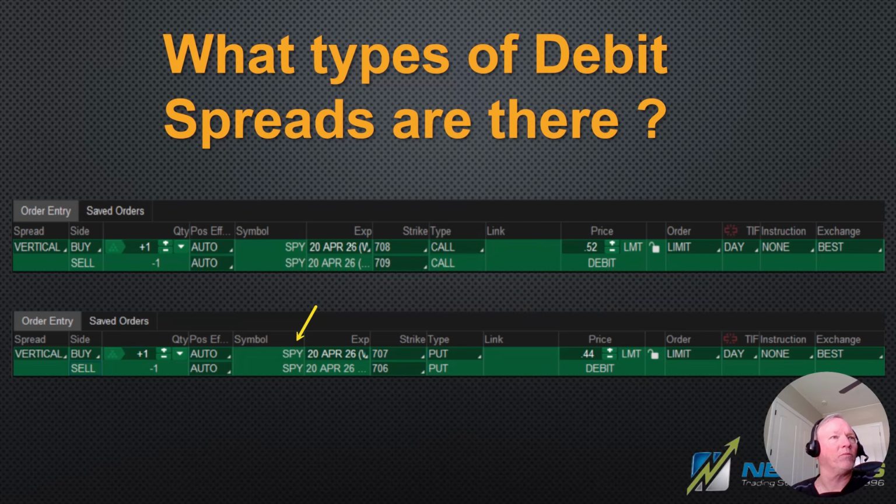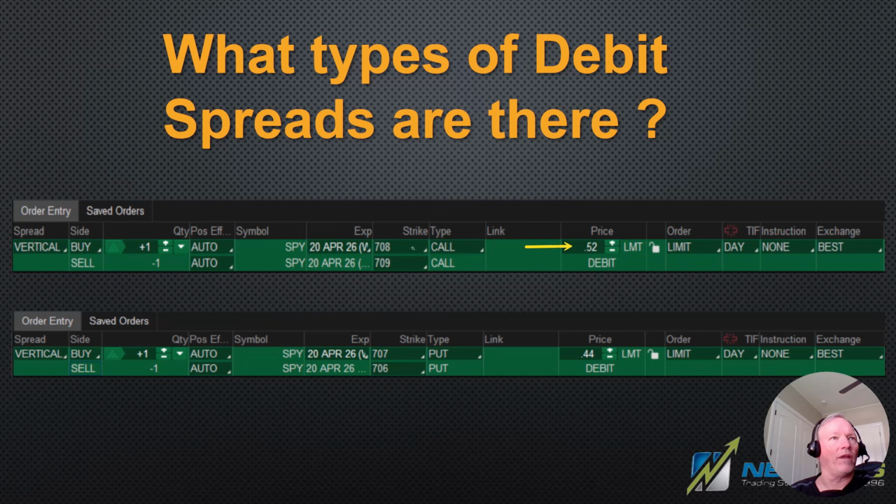Now with the call debit spread, we had price in this particular screenshot trading between 708 and 709 with the same day expiration. And with a call debit spread, we expect price to move higher, and it is a bullish bias. In this case, we bought the 708 call and sold the 709 call. We paid $52 for the spread in anticipation that price was going to move higher.